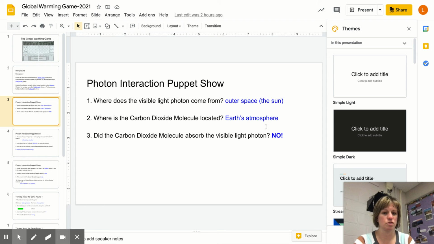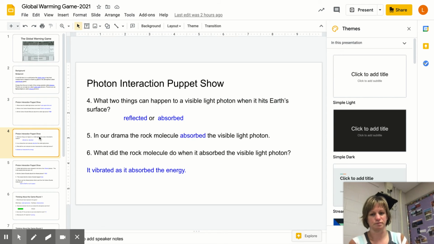Carbon dioxide molecules were in Earth's atmosphere. Now notice I used bold and all capitals because this is a key concept in how carbon dioxide and other greenhouse gases operate to warm the planet. Did the carbon dioxide molecule absorb the visible light? No, it's the wrong wavelength, and carbon dioxide won't do that. So the visible light could pass on through.